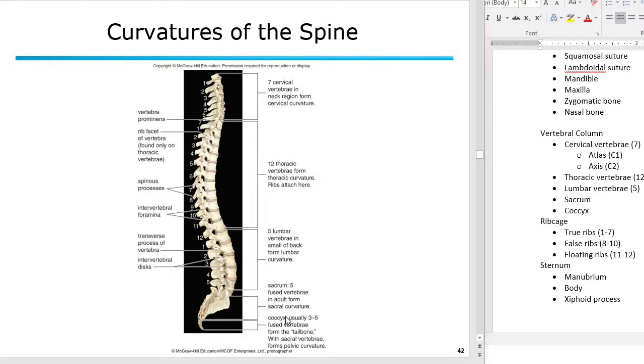And below that we have the coccyx, which is made up of some fused vertebrae. Sacrum is made up of 5 fused vertebrae. Coccyx is made up of 3 to 5 fused vertebrae, also known as your tailbone.